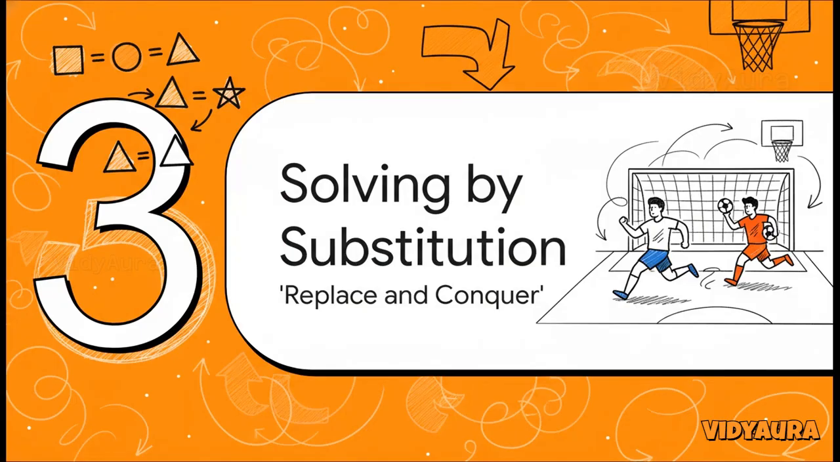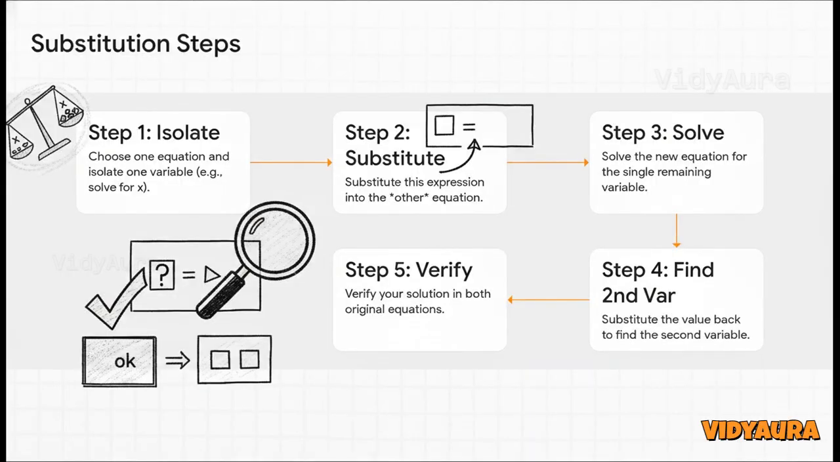All right, let's roll into our first major solving method in section 3, substitution. The name really gives the whole game away. We're going to solve one equation for one of the variables, and then we're going to substitute, or replace, that variable in the other equation. It's just like subbing a player off the bench to totally change the game. And here's our 5-step playbook.